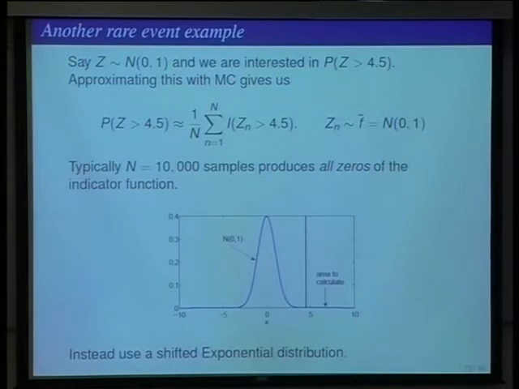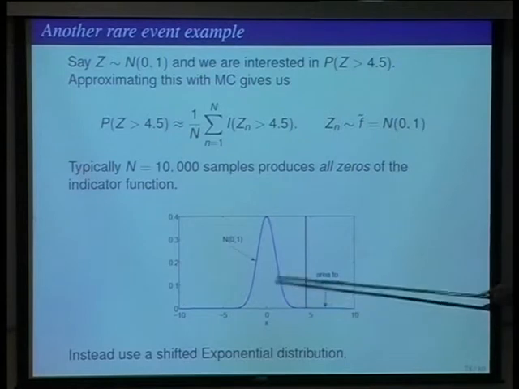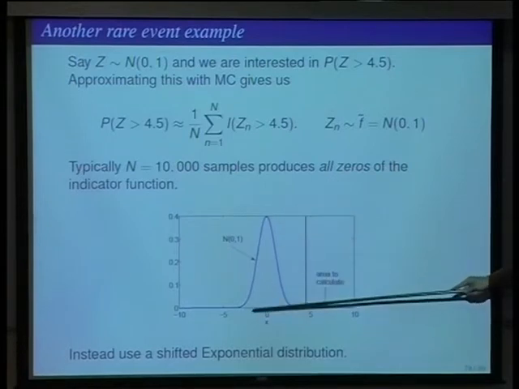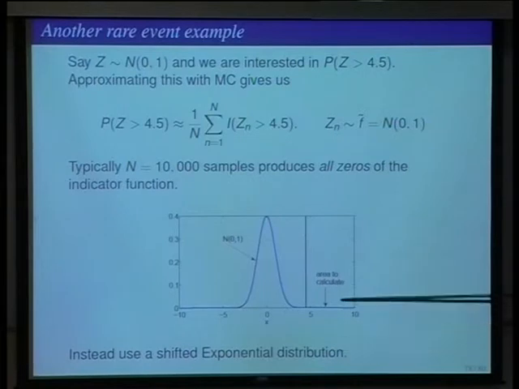So instead of sampling from this standard normal, we'll sample from an exponential. Remember we saw an exponential last time, it looks like this. We're just going to move it over from the origin to 4.5. Think about what's happening here: all of our samples are in here, they're all wasted, and none of them are hitting our function where we're interested in it. So let's not sample over there at all.